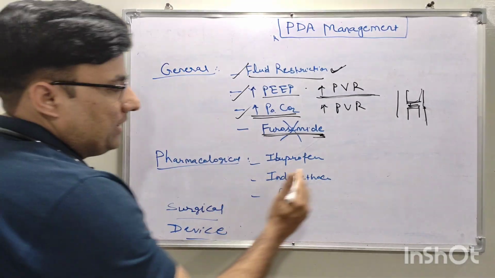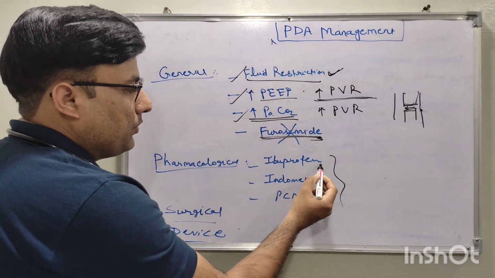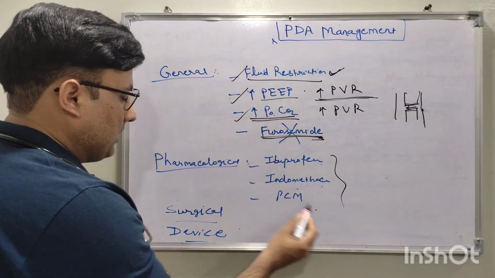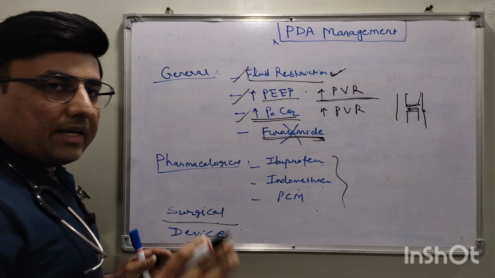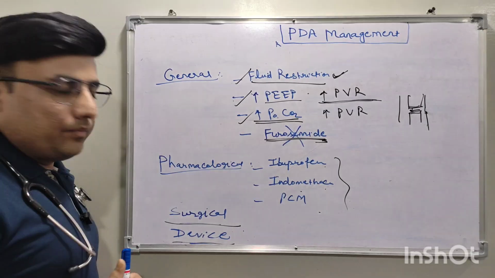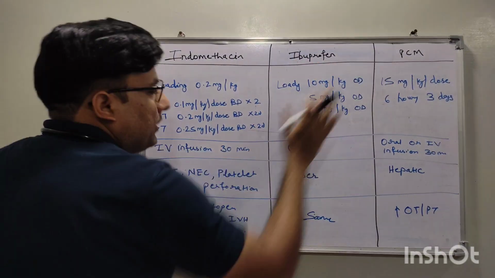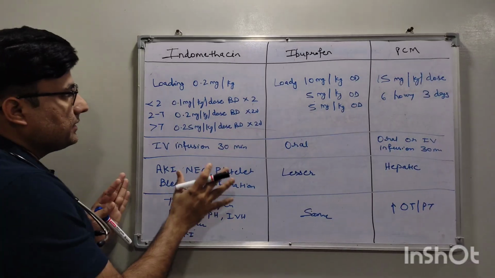Next is pharmacological management. 3 medications are available. We will discuss in detail: Ibuprofen, Indomethacin, Paracetamol. Next, surgical ligation of PDA we can do, or device closure in the cath lab we can do for PDA. Now we will discuss the drugs and their doses, side effects, and contraindications.